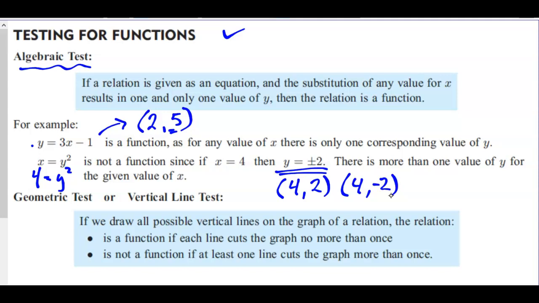I mean, not boo like bad, you're a bad function or a bad relation. It's more like, oh, darn it, that relation doesn't make the club of functions. We love the vertical line test.